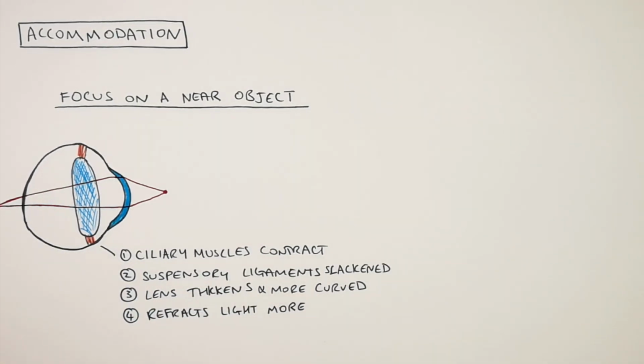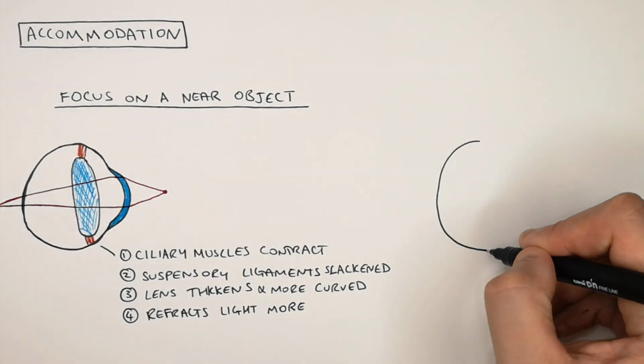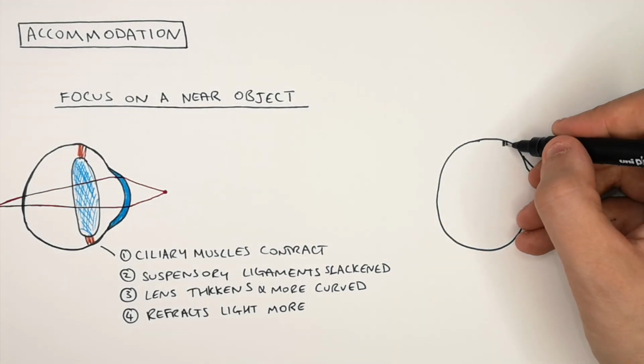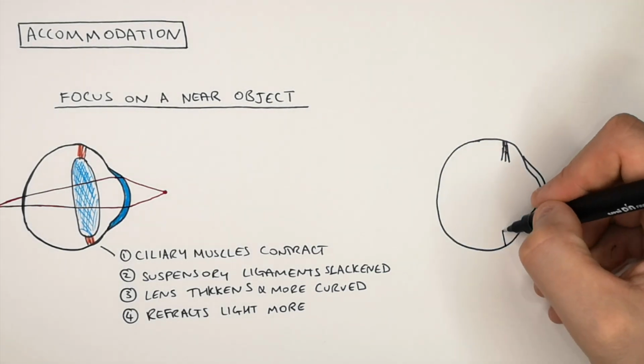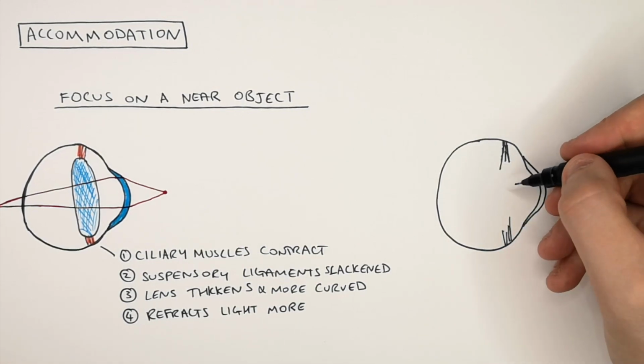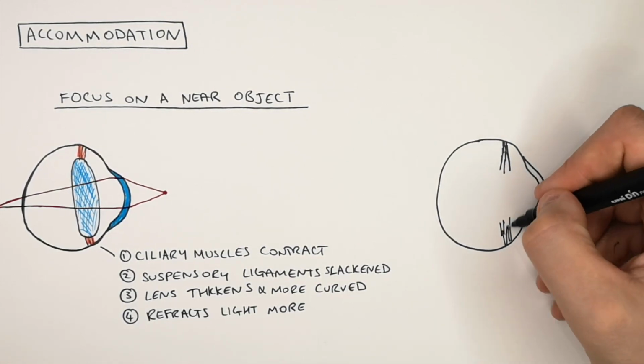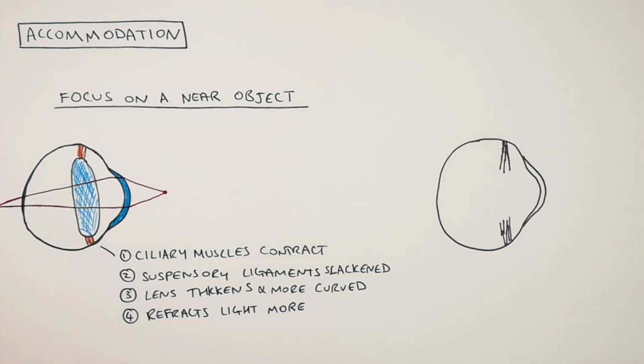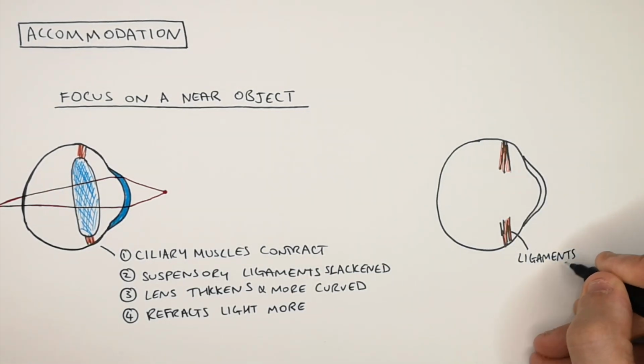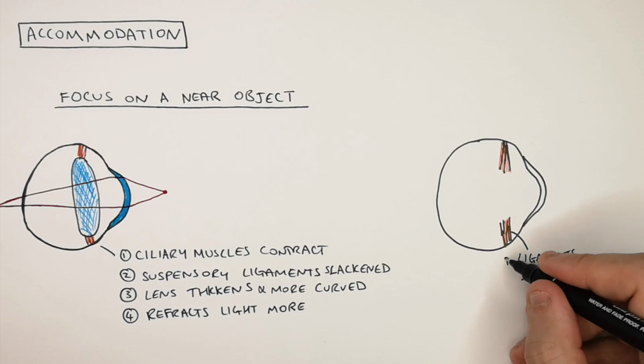So let's see how this happens. I'm now drawing another eye. So as you can see here, the ciliary muscles contract, which means that these suspensory ligaments become slackened. As you can see, they are more relaxed than in the first picture. So the suspensory ligaments are slackened.